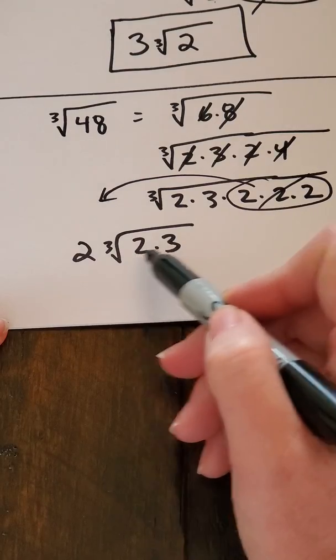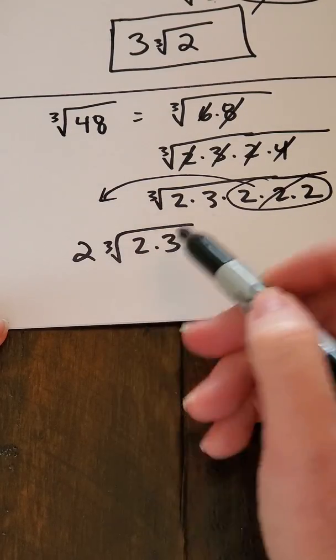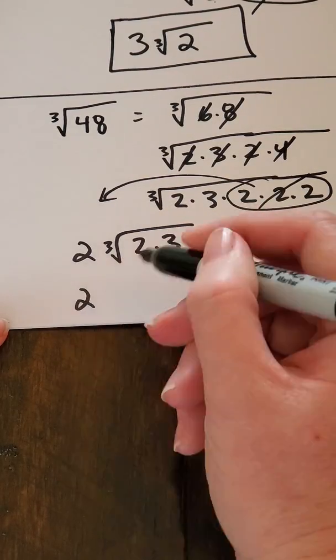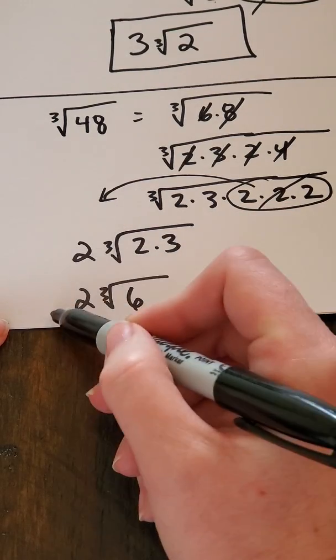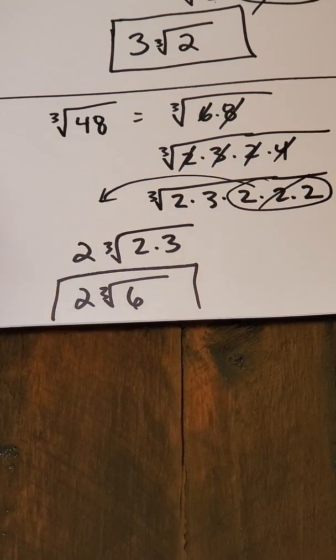And that kind of looks weird. We can't break that down anymore, so you just kind of put it back together. So the final answer is 2 cubed root. 2 times 3 is 6, and that would be the final answer.